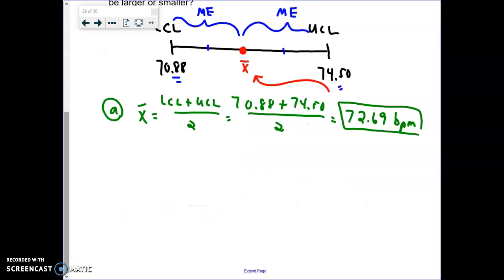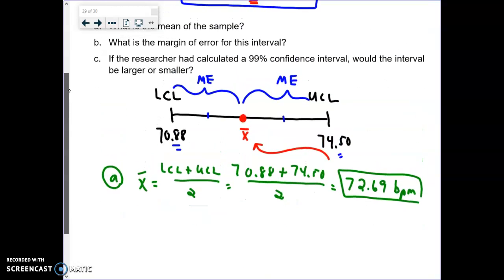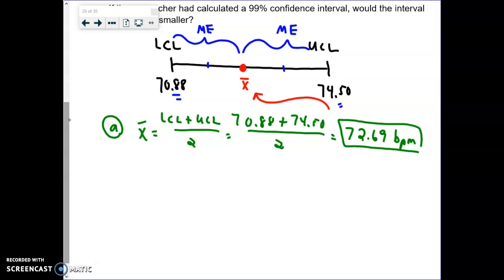Now, Part B says, what is the margin of error for this interval? So Part B wants to know what's ME, the margin of error. Well, there's a couple ways you can do this. Maybe stop the video and see if you can figure it out yourself. Basically, we want to know what these values are. Well, there's two ways to find them. First of all, if we know the mean, then can't we just take our upper limit minus our mean, and that would give us this distance right here. Or we could take the mean minus our lower limit, and we get the same thing.